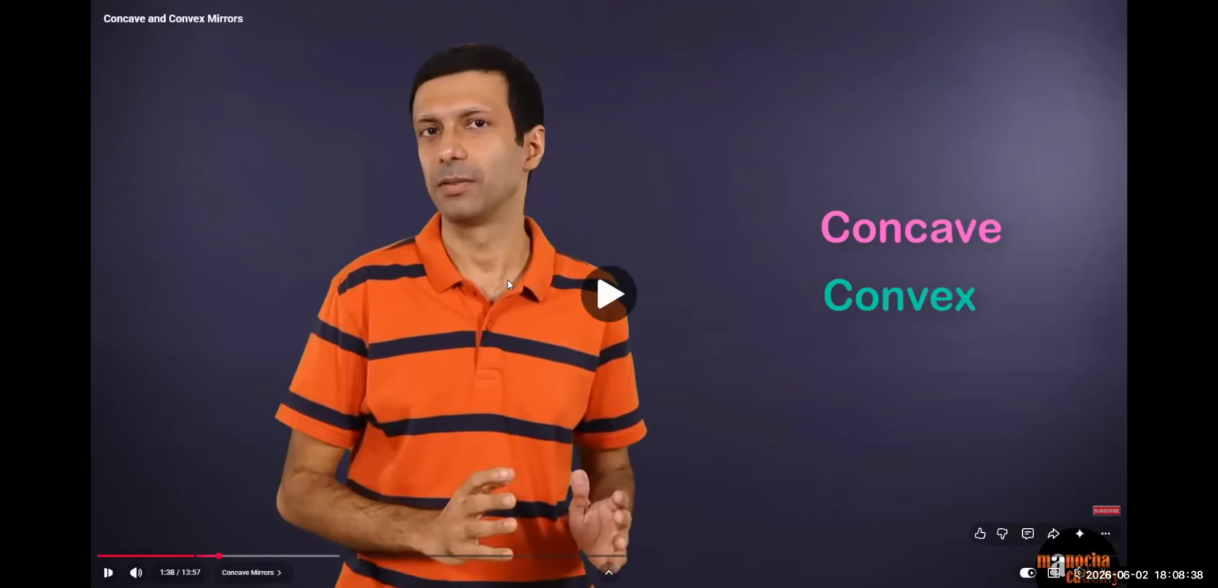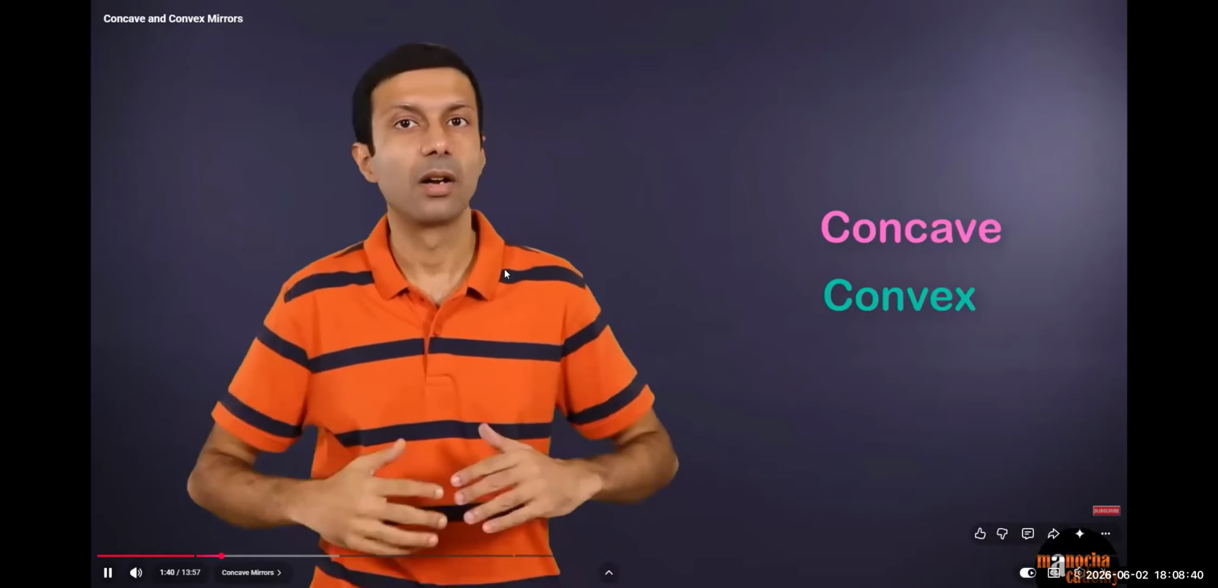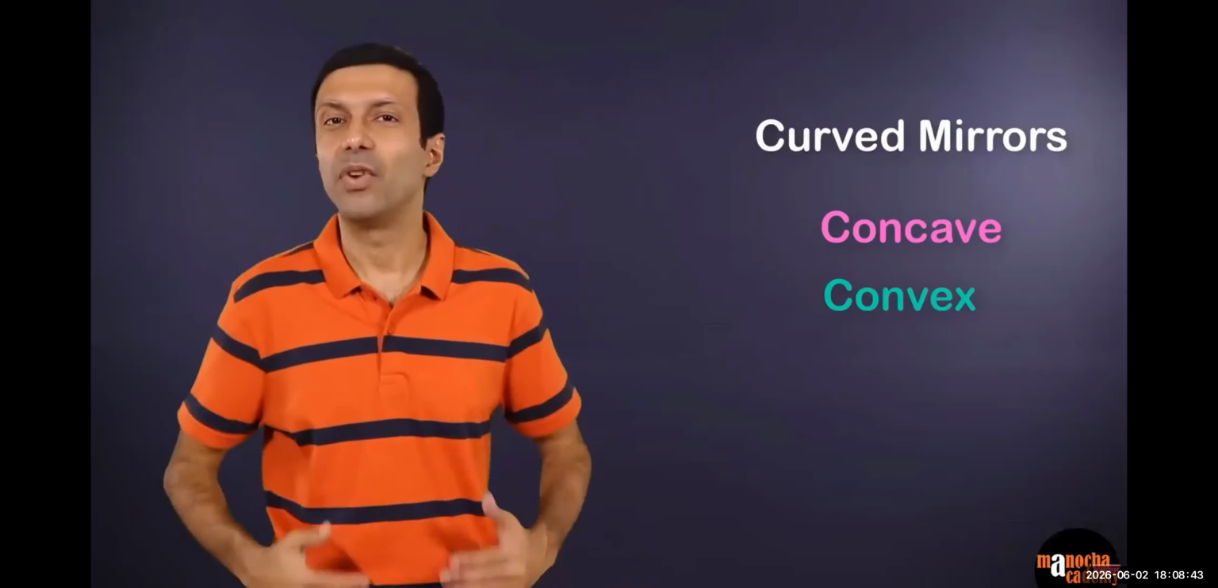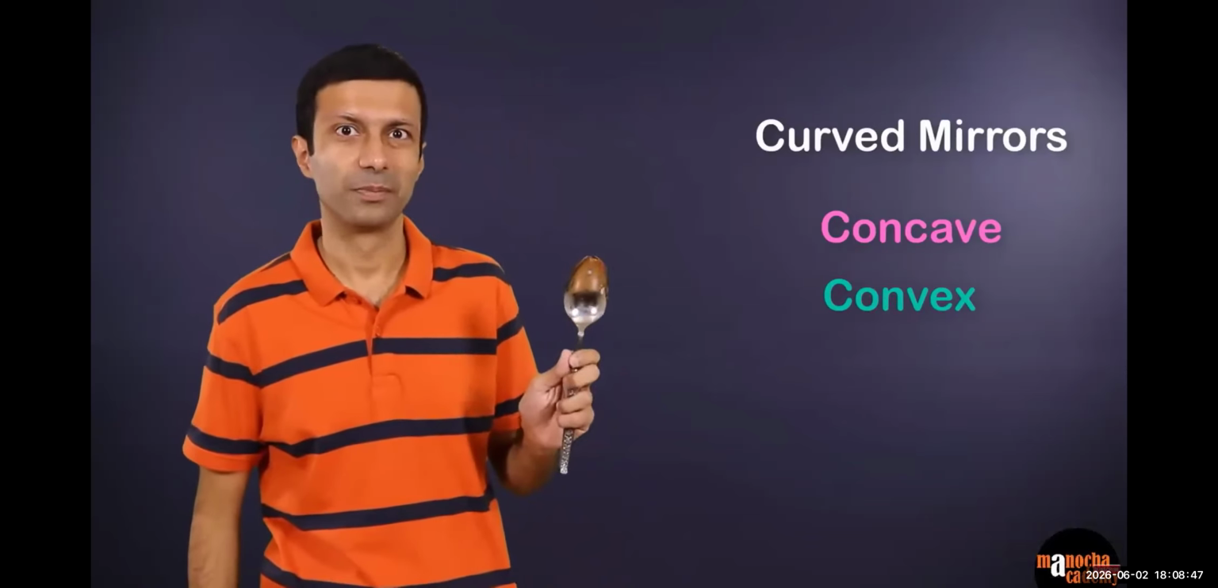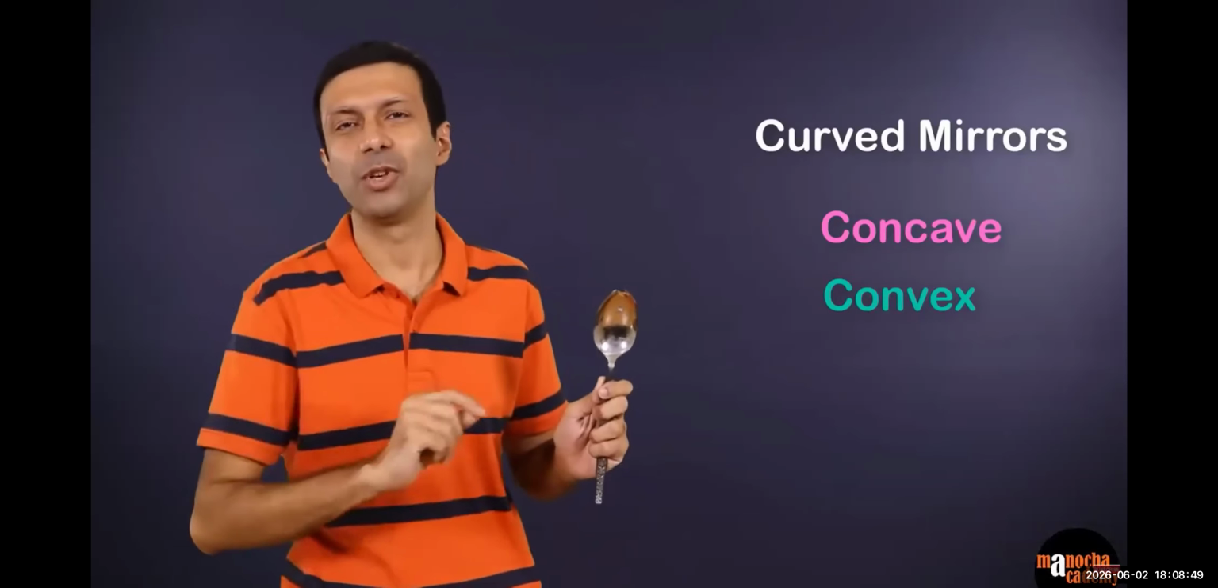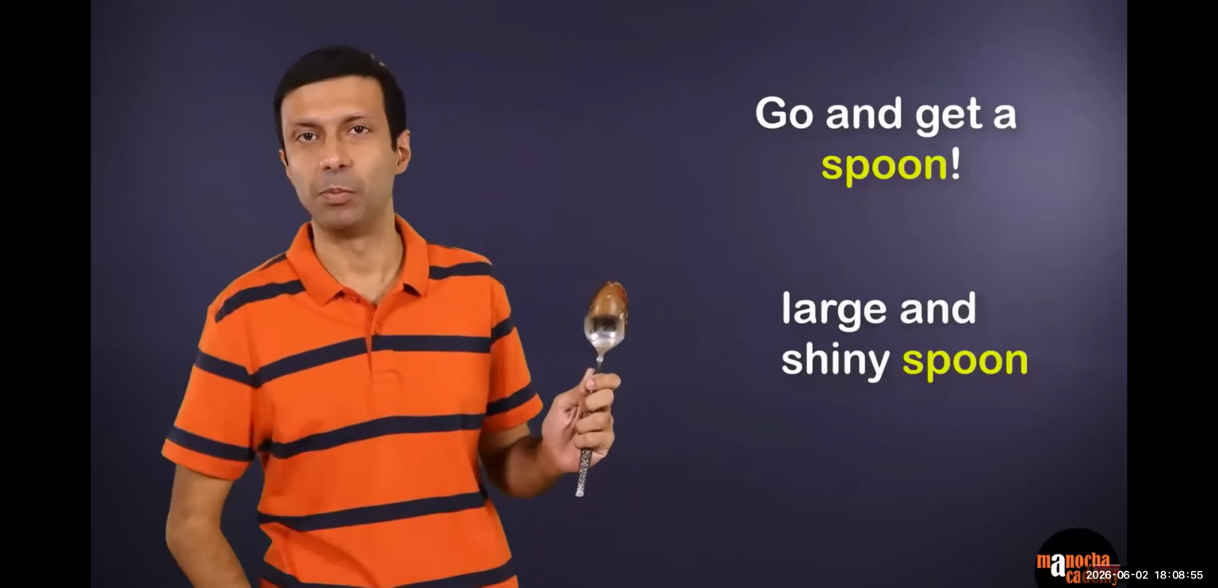All right, let's watch this video. These mirrors are curved mirrors, and a very simple way to understand them is using a spoon. So I'd like you to pause the video right here and go and get a spoon. It'll be great if you can get a large and shiny spoon.